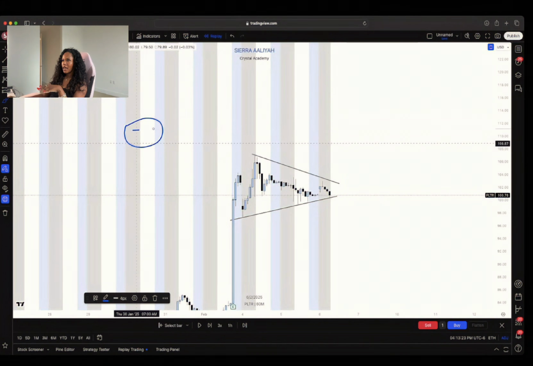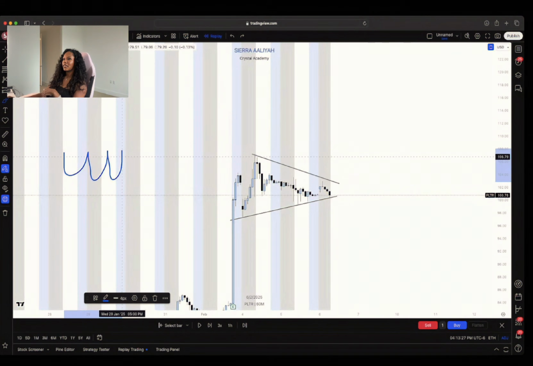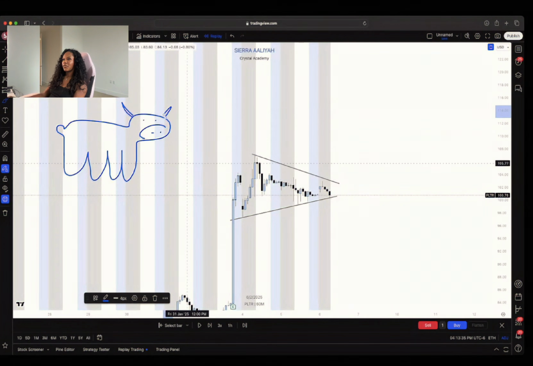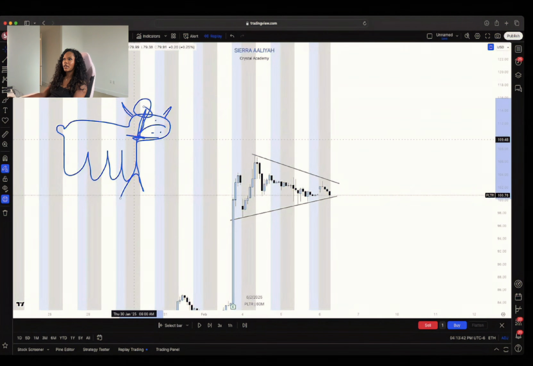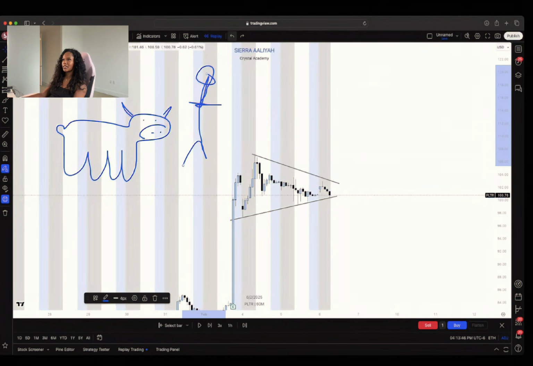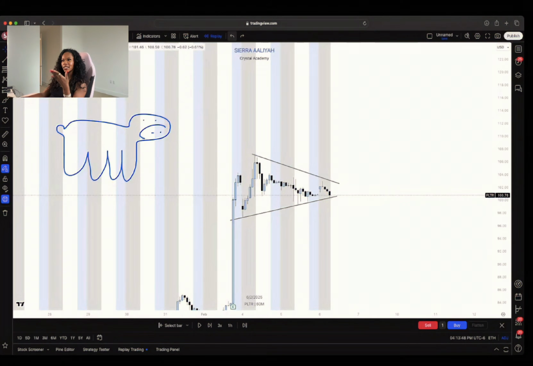If you had a bear or a bull, let me draw the bull for you guys. Here is our bull, okay? If you had a bull, right? If you were to walk up on this bull, and the bull were to hit you, you would go where? Up. Okay? Exactly. So think of it bullish as in upwards.